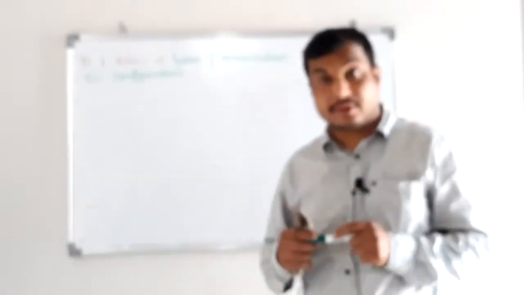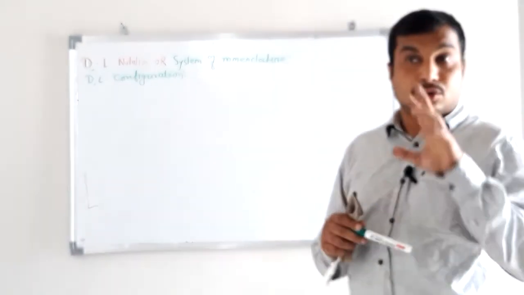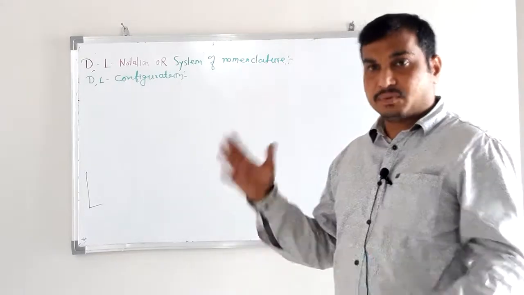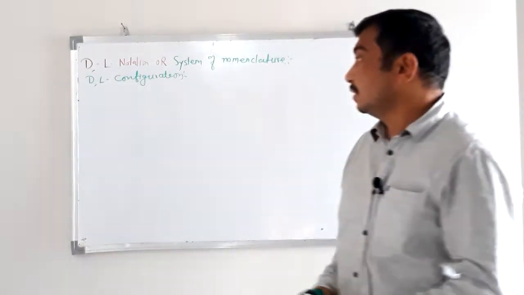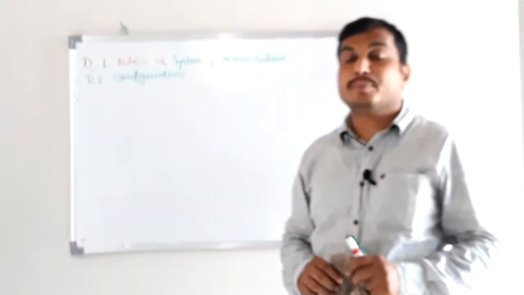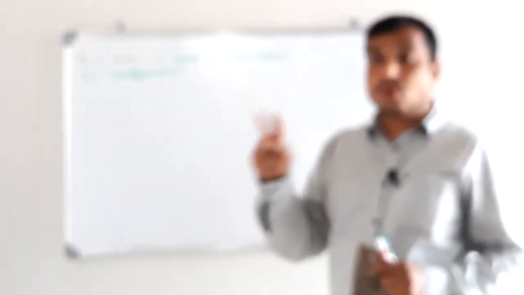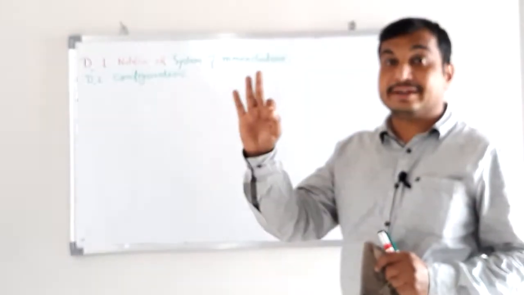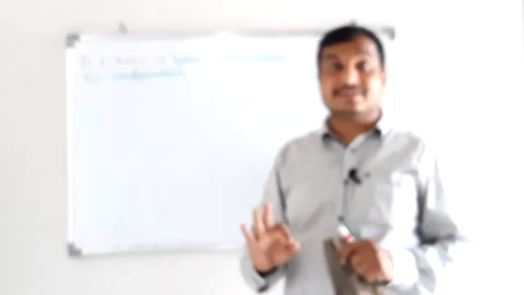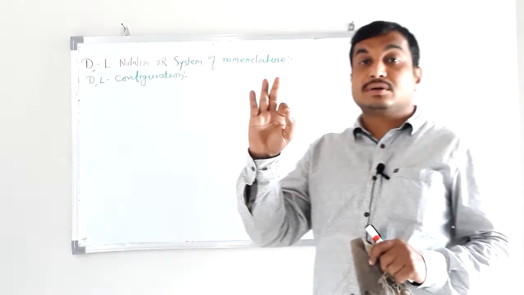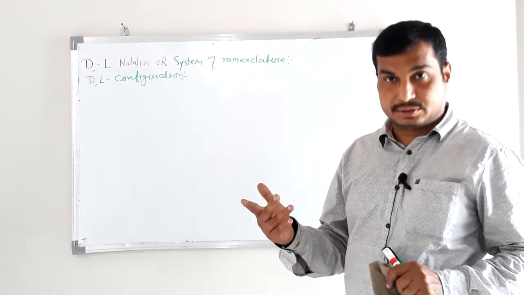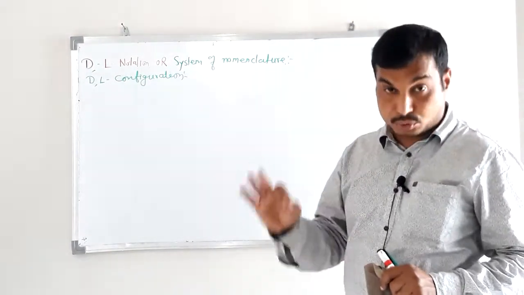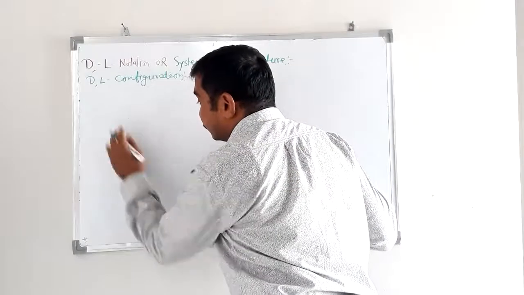Now what is this system? In this system, two optical isomers. I will explain what the meaning of optical isomers is. First, at a primary level, you must know what configuration is. In this DL system of nomenclature of configuration, two optical isomers, or enantiomers, of glyceraldehyde are chosen as a standard, and they are written in Fischer formula.